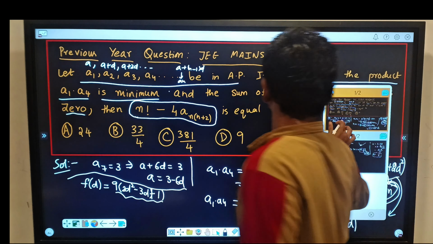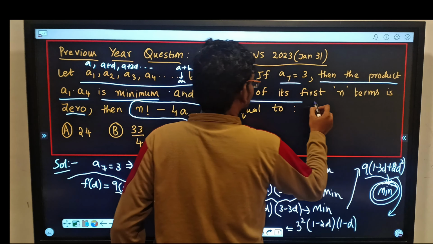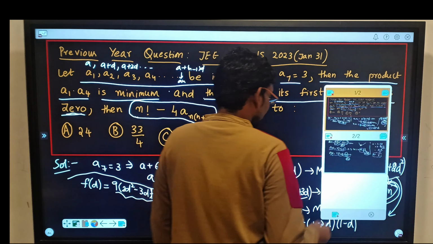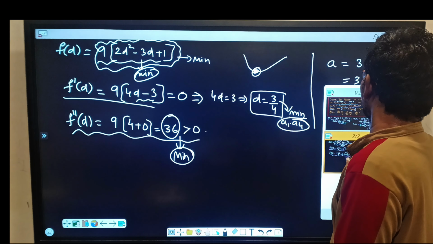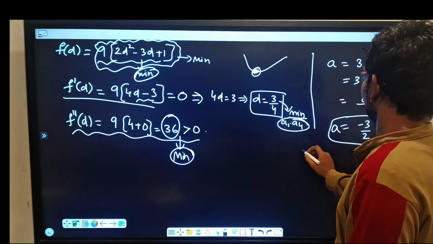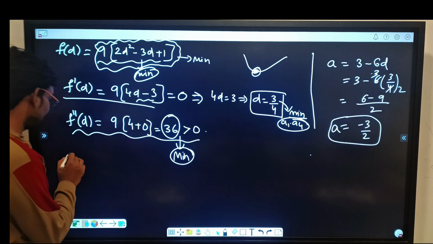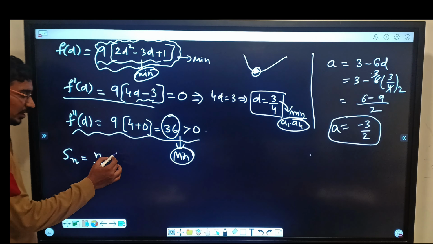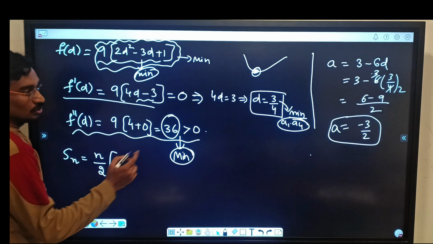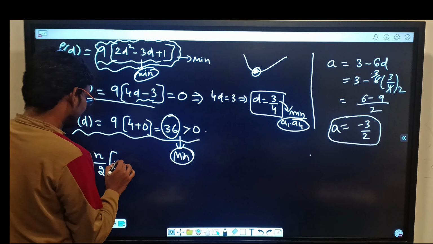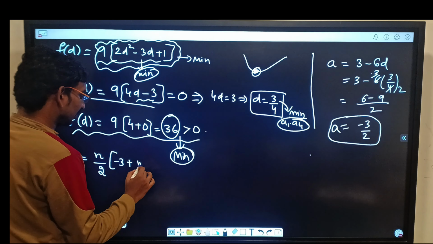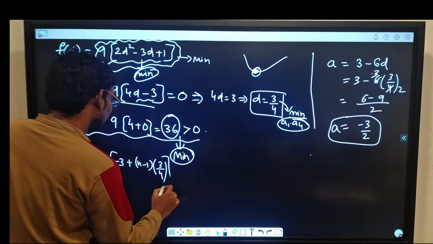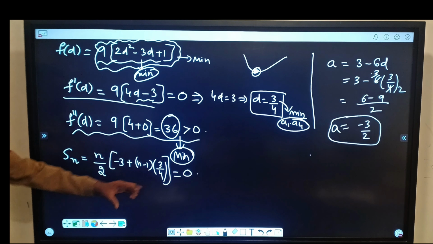Look here, the sum of its first n terms is 0. If you have the sum of first n terms, what is the formula? Sn, number of terms n by 2 into 2a plus n minus 1 into d. 2a is minus 3 plus n minus 1 into d 3 by 4. This is 0, as the question given says the sum is 0.